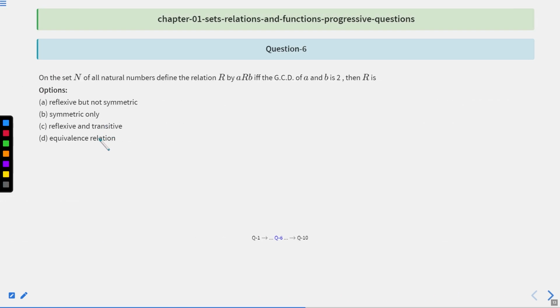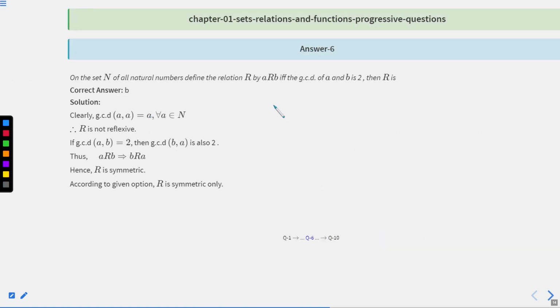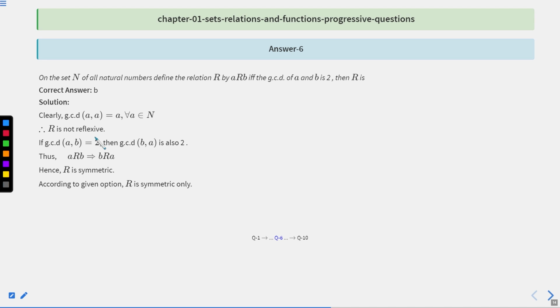Let's move to question number 6. On the set N of all natural numbers, define a relation R by A is related to B if and only if the greatest common divisor of A and B is 2, right? Then we have to find whether R is reflexive, symmetric, or an equivalence relation. First check the reflexive relation. What is a reflexive relation? A related to A itself, right?